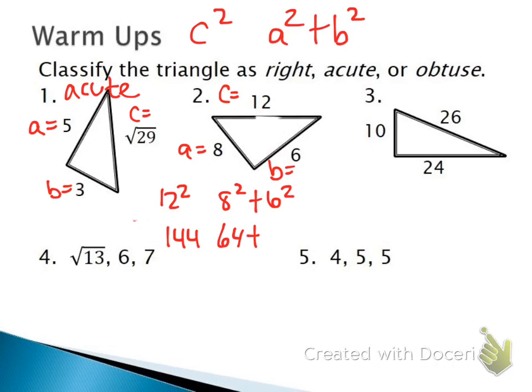And 6 squared. If I add 64 and 36, that's 100. How do these numbers compare? 144 is greater than 100, making this triangle obtuse. Questions about the first couple of examples?